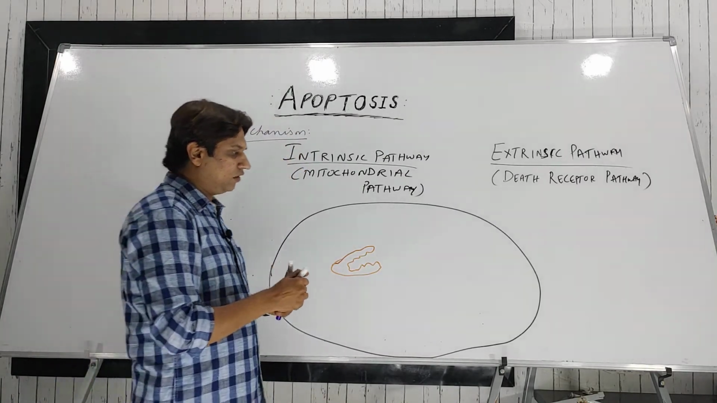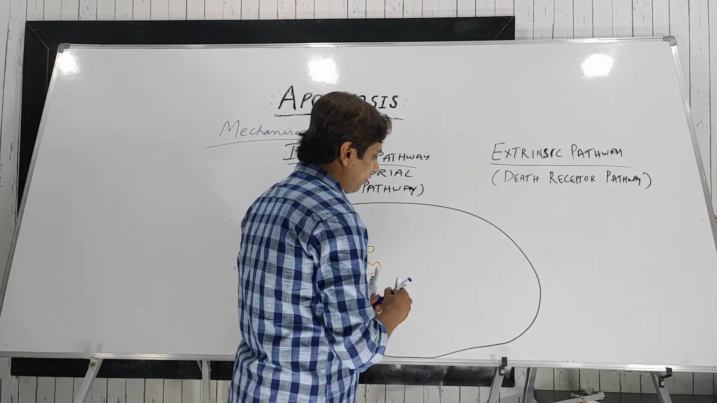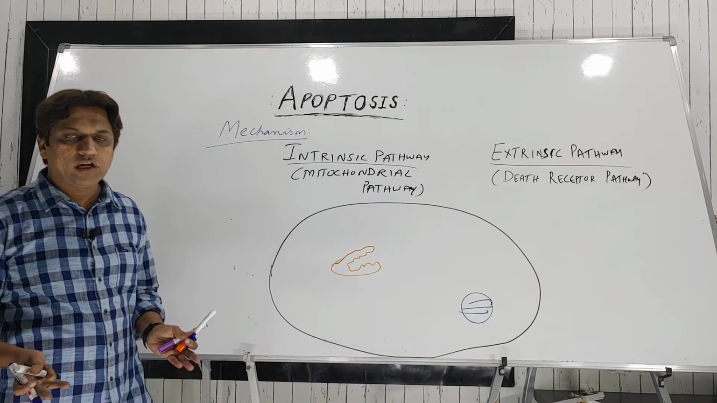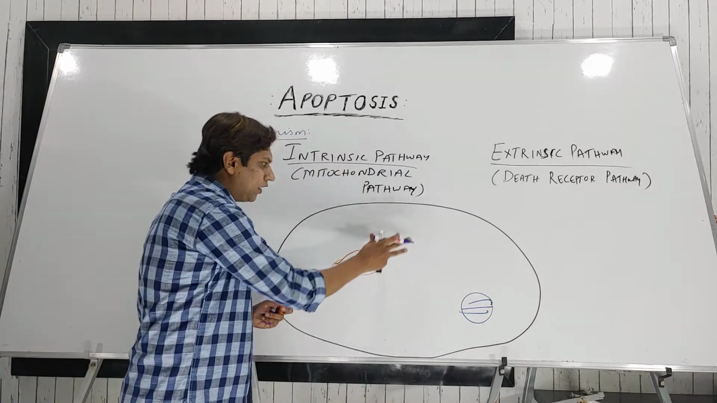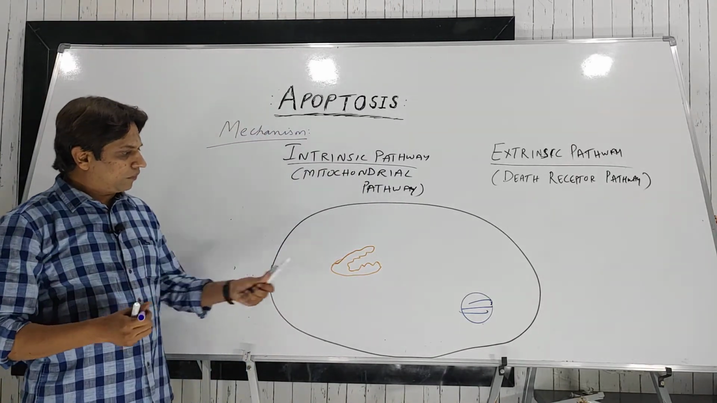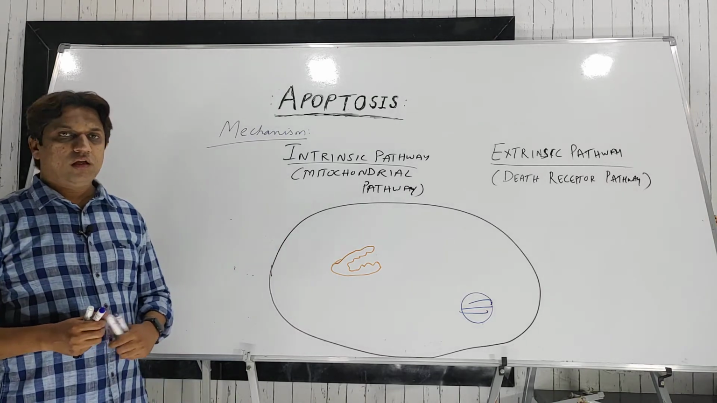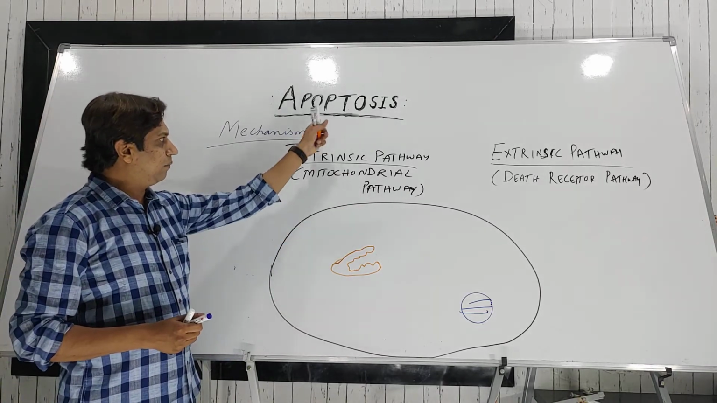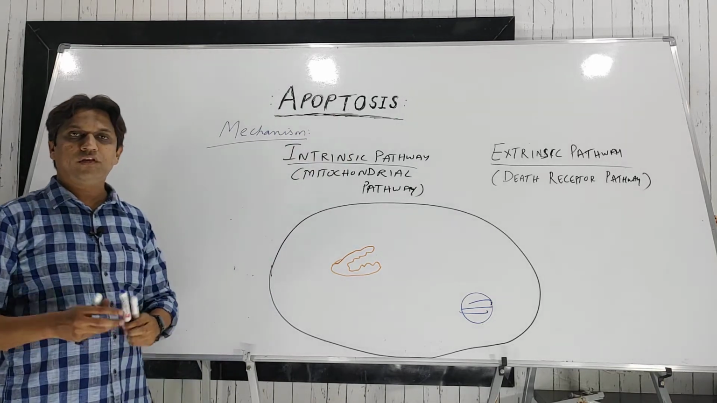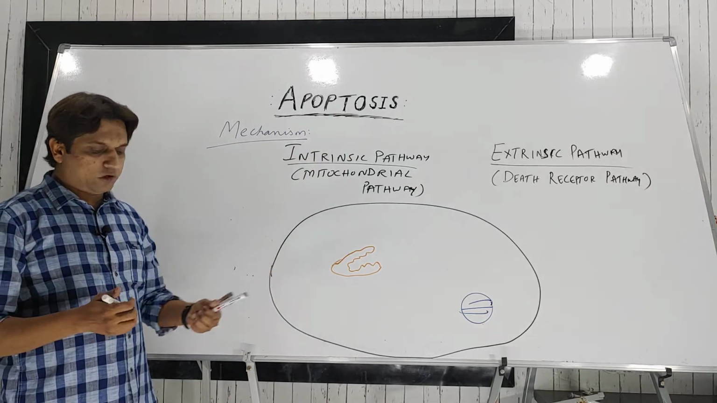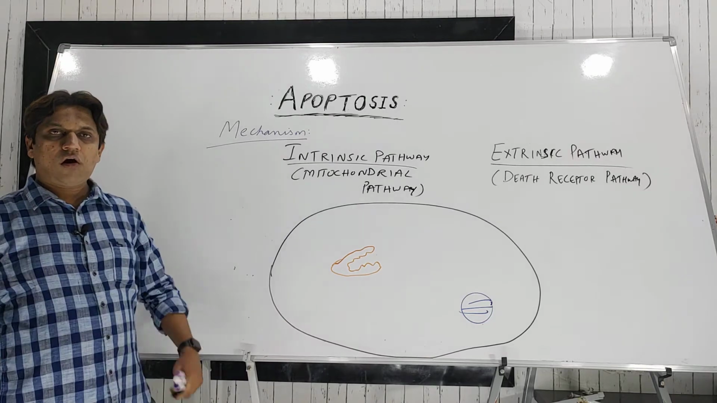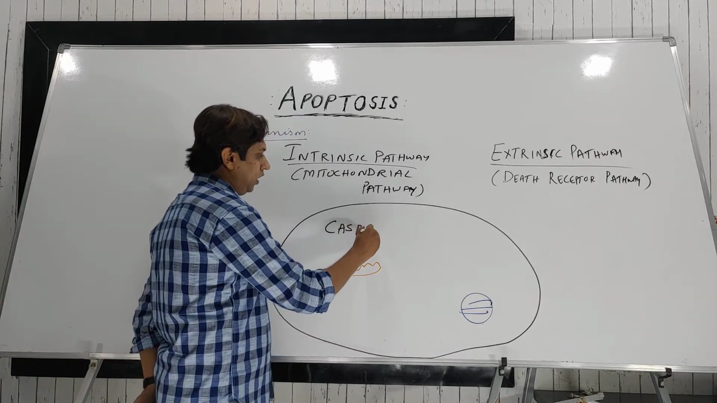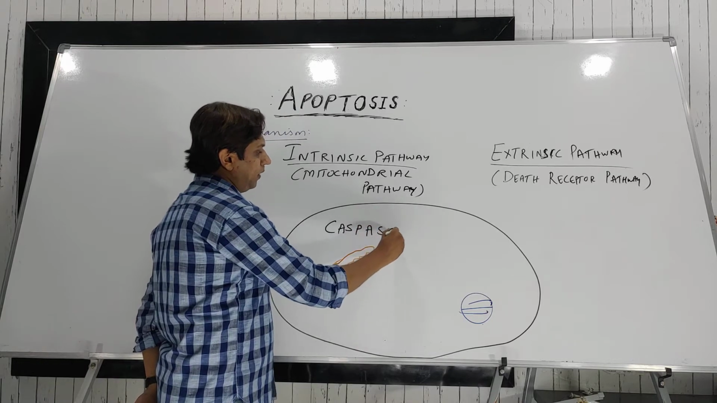It will digest the nucleus present in the cell. It will break down or fragment the nuclear material, then other cellular organelles and cytoskeleton. These proteases digest the cell, and this is the main mechanism for apoptosis, for cell death. These proteases are called Caspases. Remember this very important enzyme, Caspases.